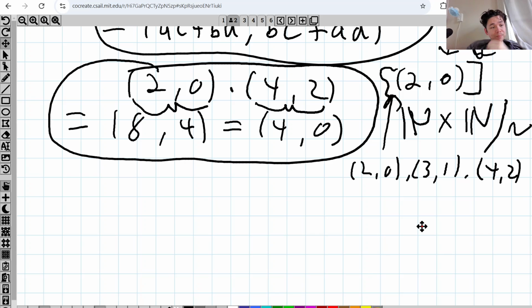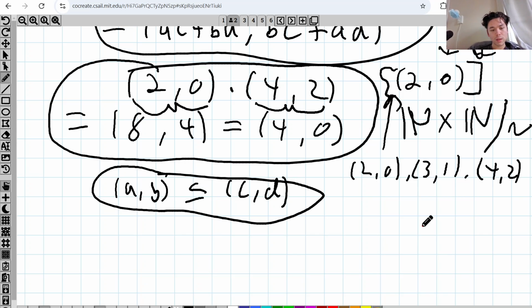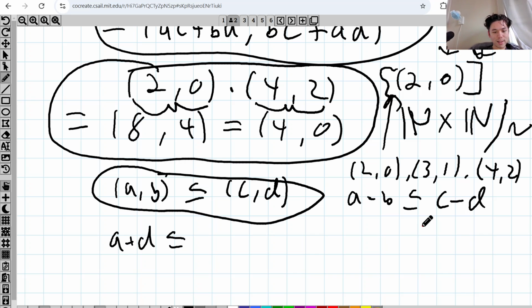that's the objects we're talking about. Now, the last structure is, when is an element a comma b less than or equal to c comma d? Ordering. Well, you go back to our: when is a minus b less than or equal to c minus d? Well, it's exactly when a plus d is less than or equal to b plus c.